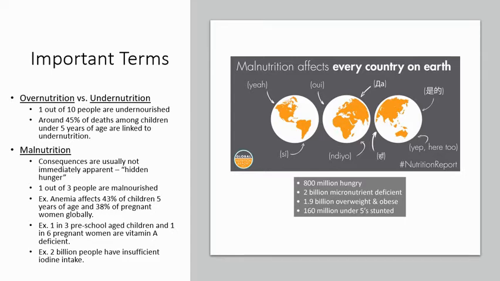An example here of some of the really high rate diseases that are associated with malnutrition: anemia, which is a lack of iron, affects 43% of children 5 years of age and 38% of pregnant women globally. Pregnant women oftentimes are given iron supplements to help with that. And 1 in 3 preschool age children and 1 in 6 pregnant women are vitamin A deficient. Finally, about 2 billion people have insufficient iron intake.